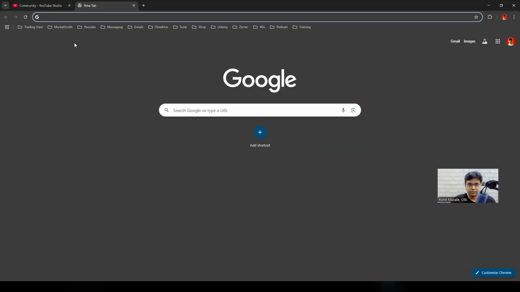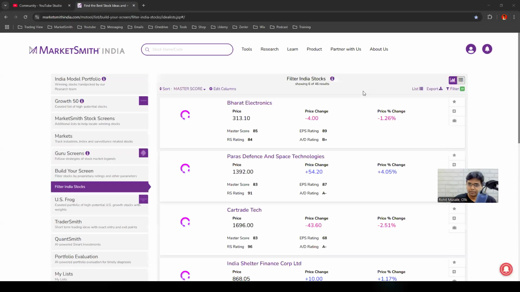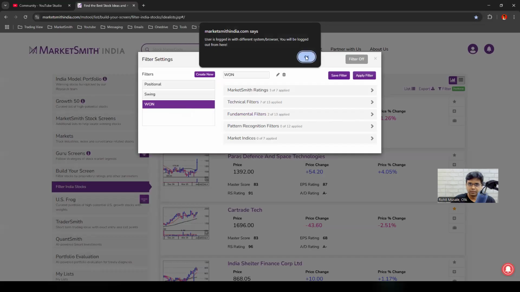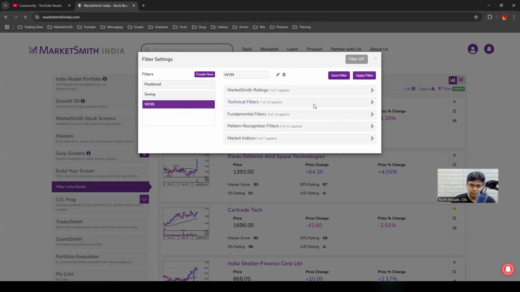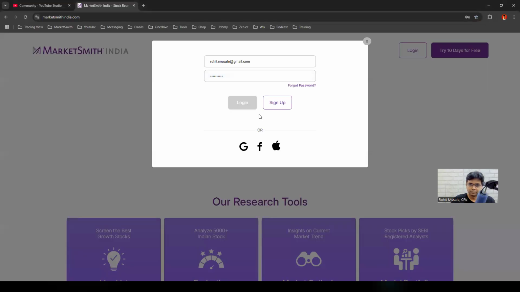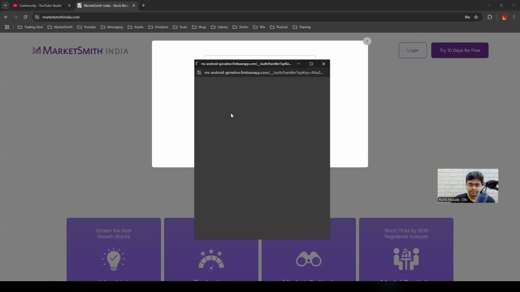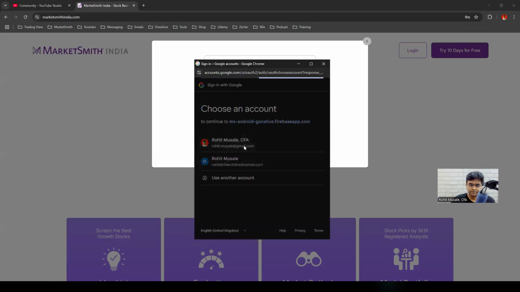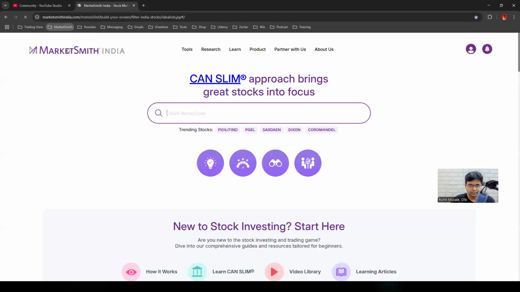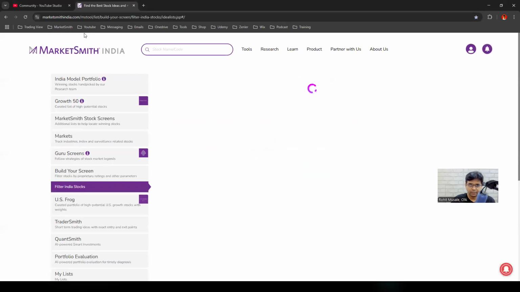So let's go there. I will click on the bookmark and we'll see here. Oh, it is asking me to log in. So let us log in. So we'll go to the filters that we had created. I have everything in bookmark here.